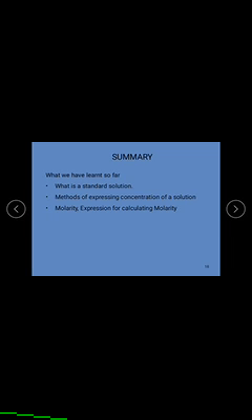From this topic, in this period we discussed what a standard solution is, methods of expressing the concentration of solutions, molarity and its expression for calculating the molarity, problems and other relationships involving molarity. And then we also discussed the dilution law type of problems.